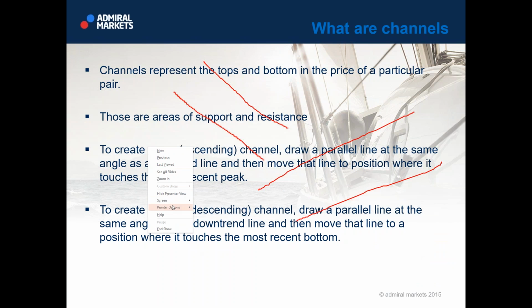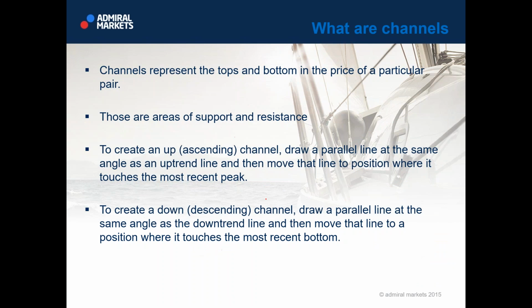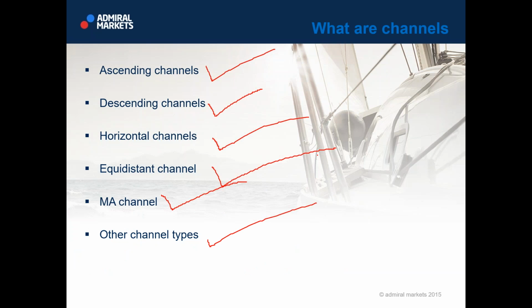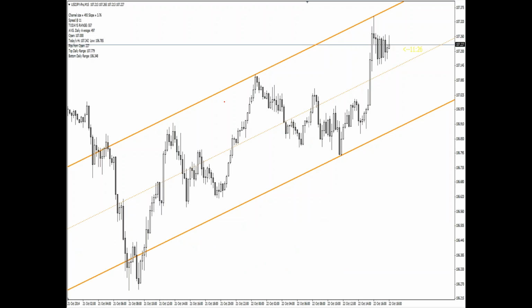With the CBT system, we will use an indicator which will draw channels automatically. So we distinguish a couple of different channels: ascending channels, descending channels, horizontal channels, equidistant channels, MA channels, and also there are other channel types. This is the indicator which of course you will be using in our system.